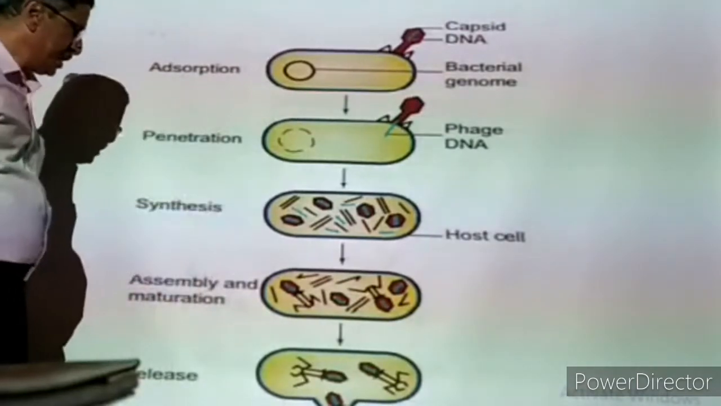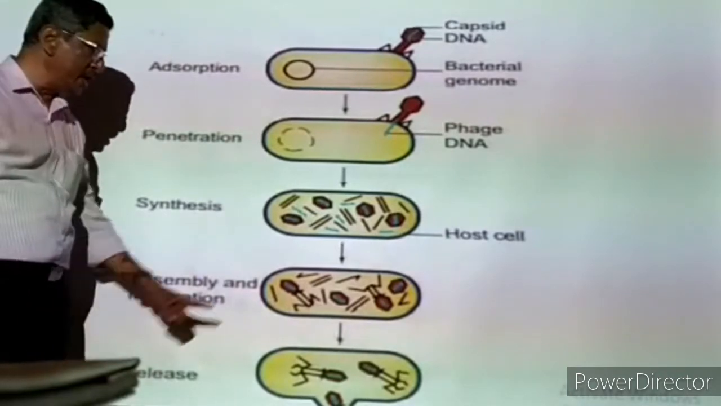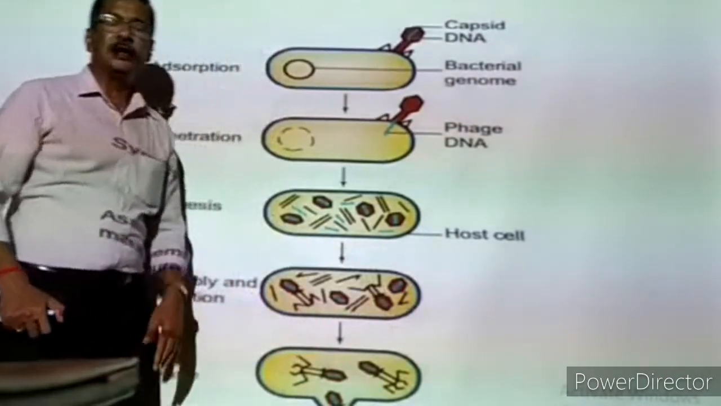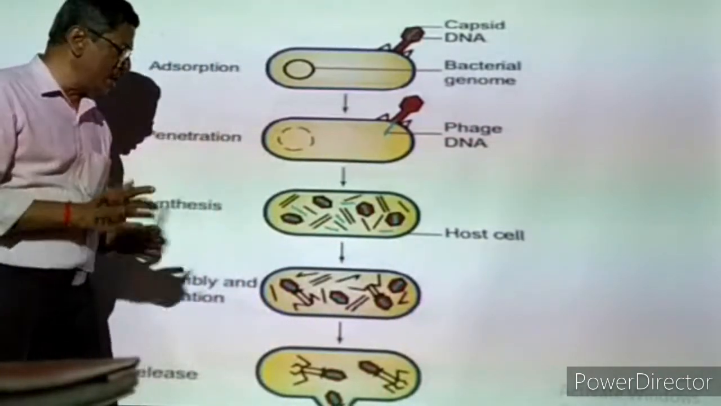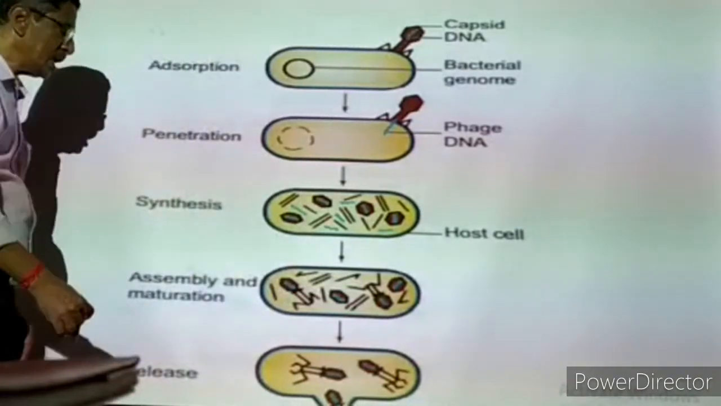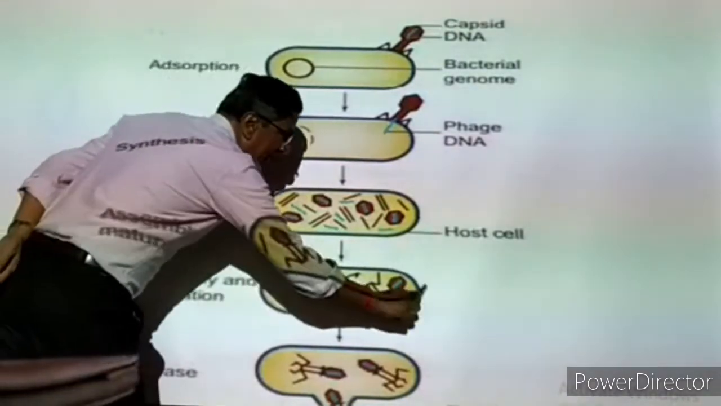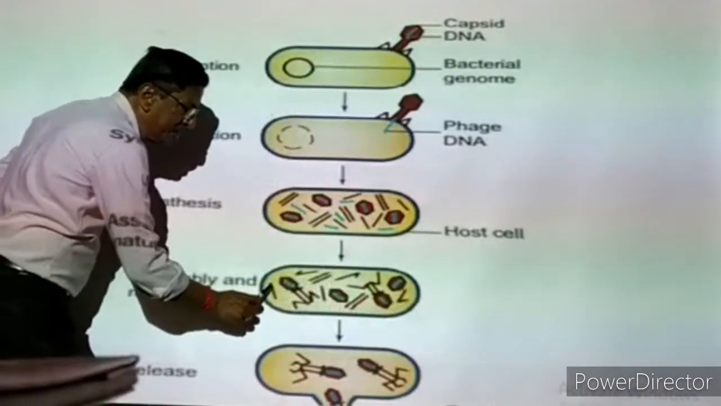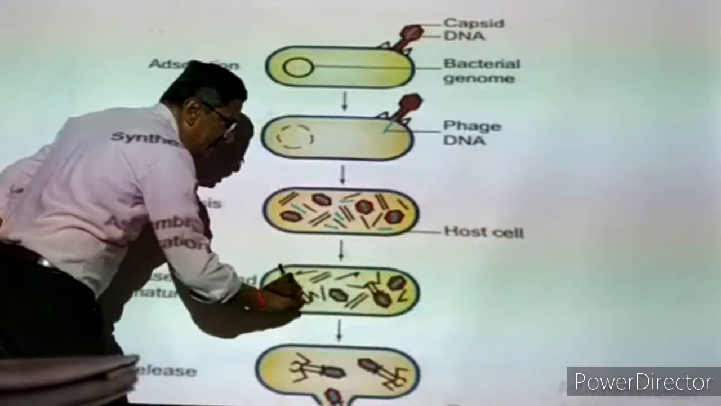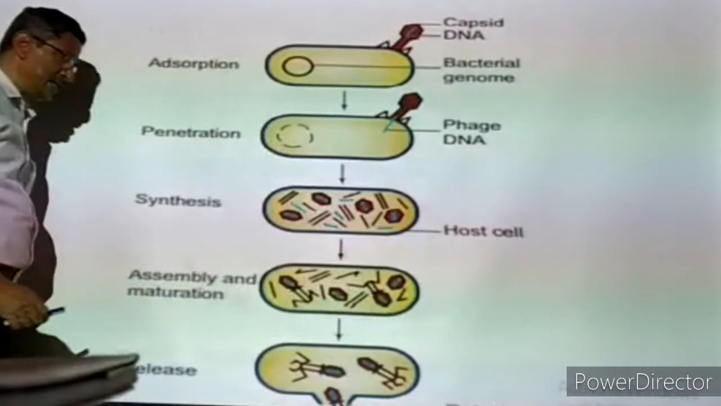Many copies. So at the end of this synthesis, that is at the end of maturation, in one bacterial cell, 200 to 300 T4 bacteriophages will be produced. Now, once the assemblage and maturation is over, the bacterial cell is dead already. It is not having anything inside. It is having only the outer cell wall. So only viruses will be filled inside.